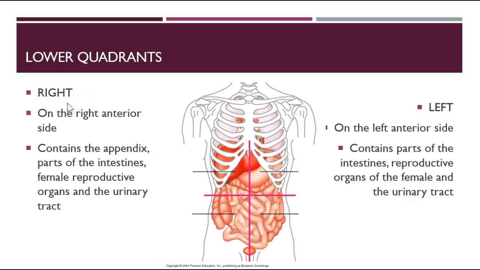The right lower quadrant is located on the right anterior side. It contains the appendix, parts of the intestines, female reproductive organs for the females, and also the urinary tract. On the left anterior side, it is the left lower quadrant. It contains parts of the intestines, reproductive organs of the female, as well as the urinary tract.